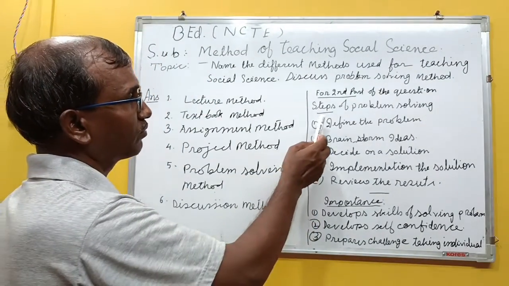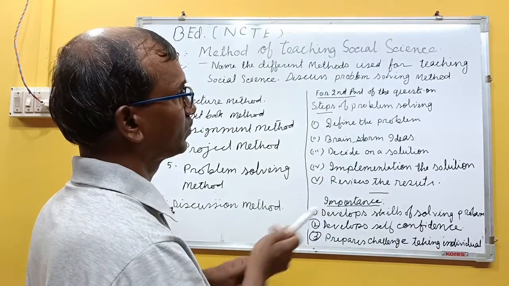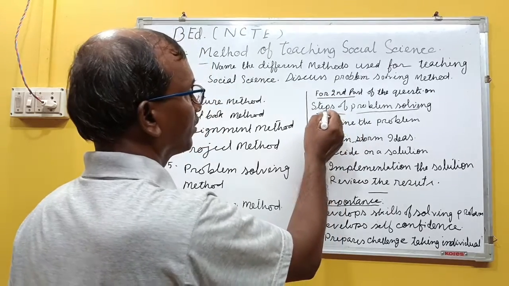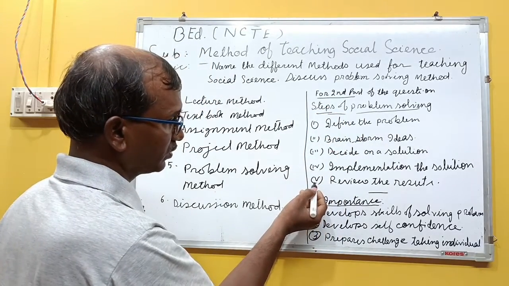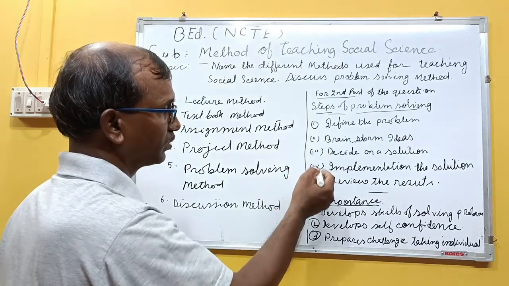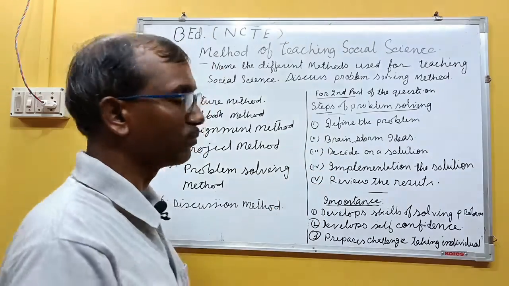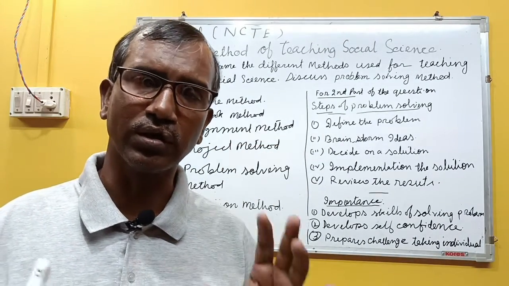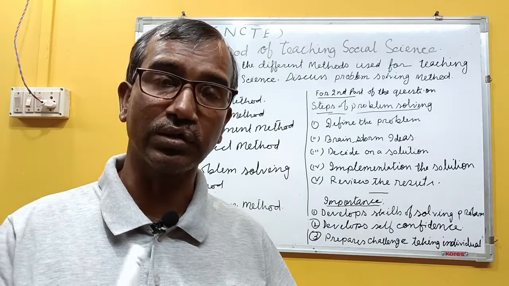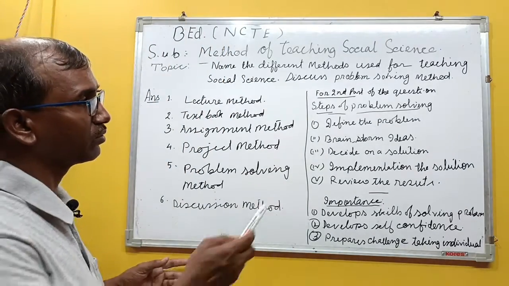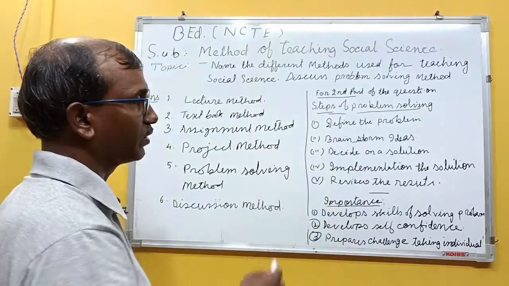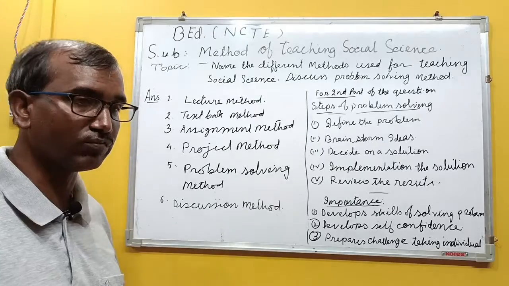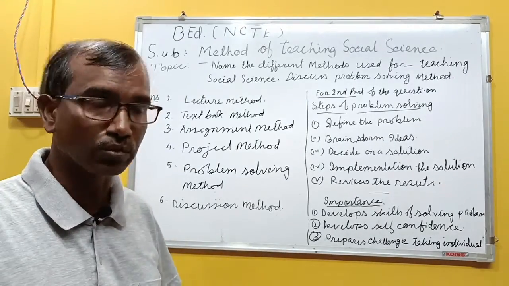So there are basically 5 steps of problem solving method. Here I have written steps, but you see numbers 1, 2, 3, 4, 5. Any topic a teacher teaches in the classroom by using problem solving method, he must follow all these 5 steps. Number 1, define the problem. That means which problem the children are going to solve.